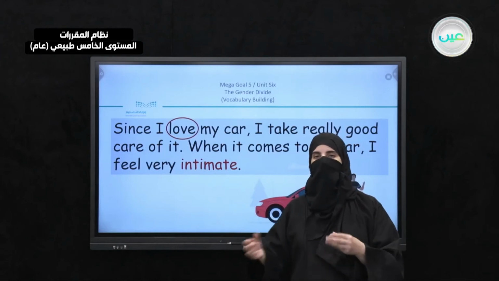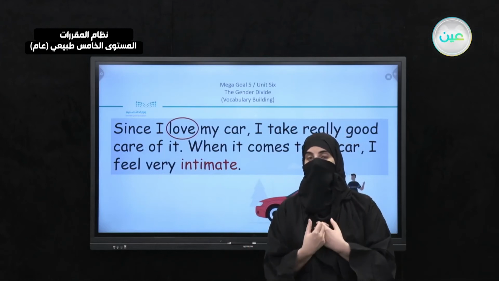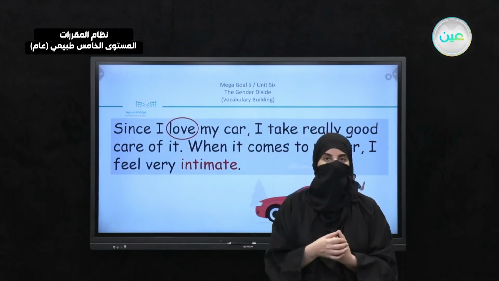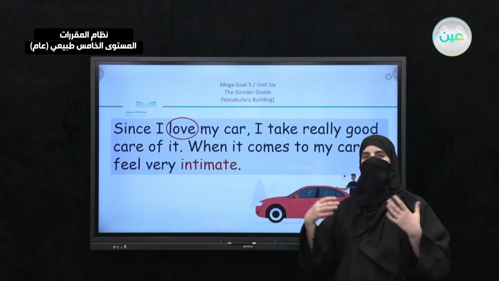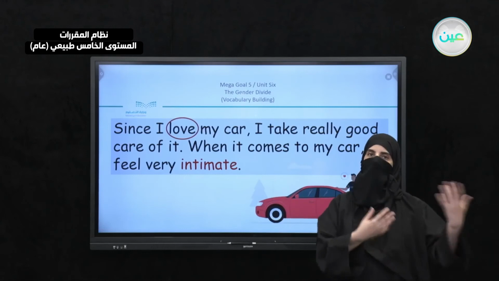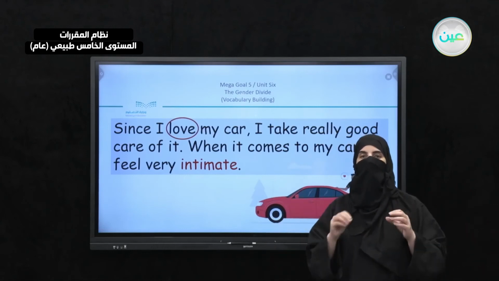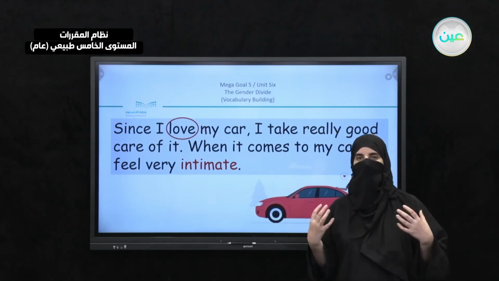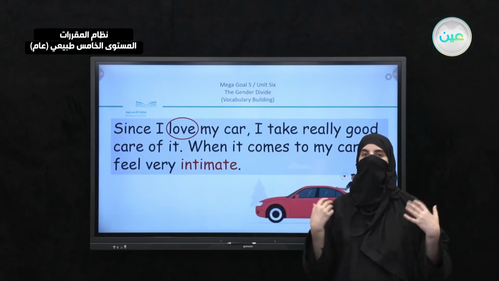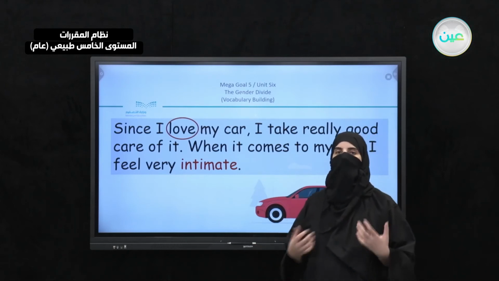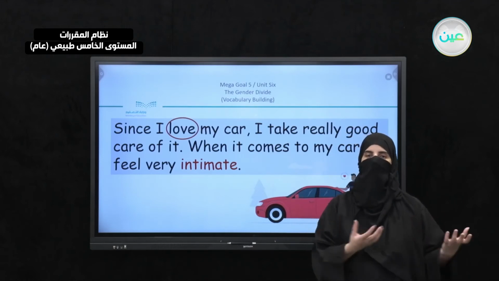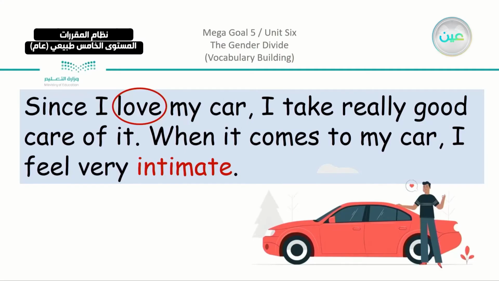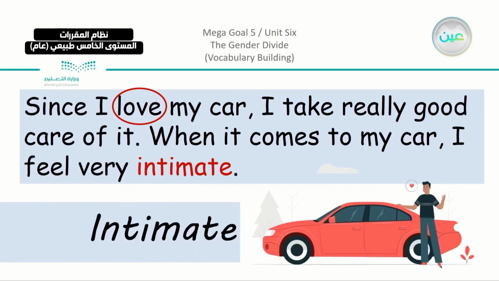A baby can love his or her blanket. I love my jacket. So here, when you love something, it doesn't have to be another person, even though we love our families and our friends, we can also love other things. So the feeling that I am intimate to my car is something that can be natural because I do care about the thing that I have. So we have here the word intimate.